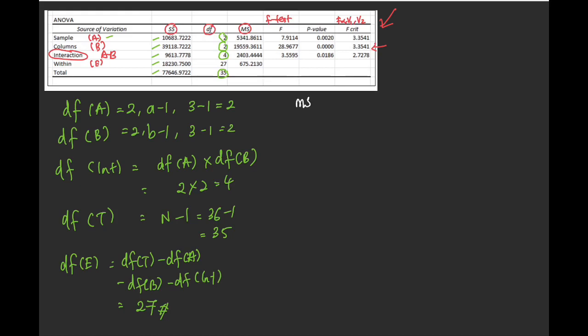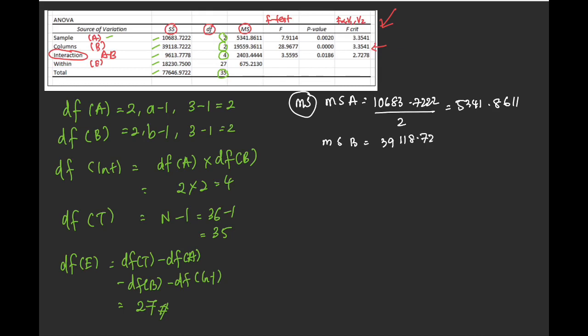MS. How do we get mean square? Mean square factor A. How do we get mean square factor A? Mean square factor A is equal to 10683.7222 divided by 2. You will get 5341.6811. Okay. For the MSB, how do we get that one? 39118.7222 divided by 2. You will get 19559.611.